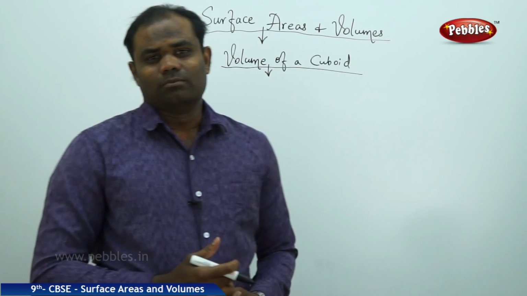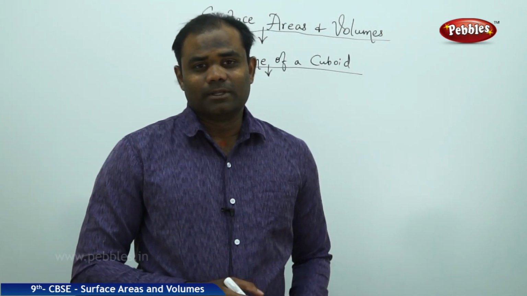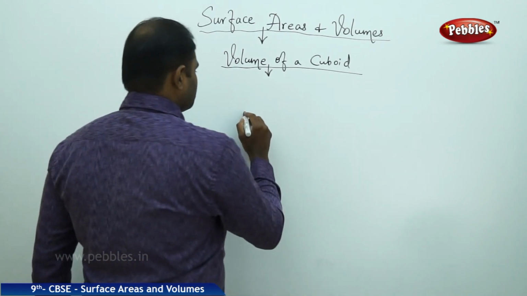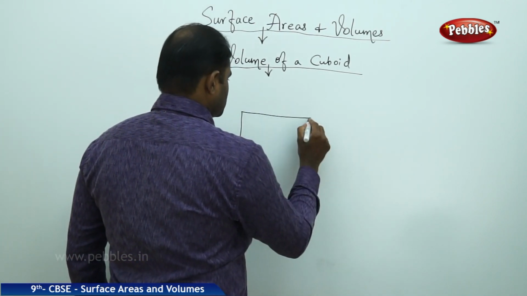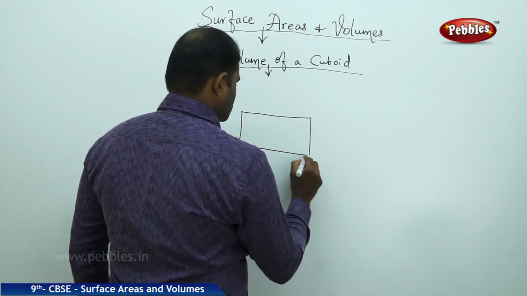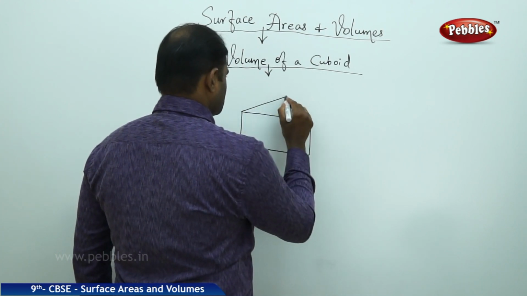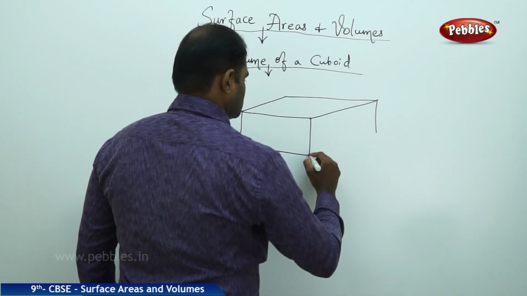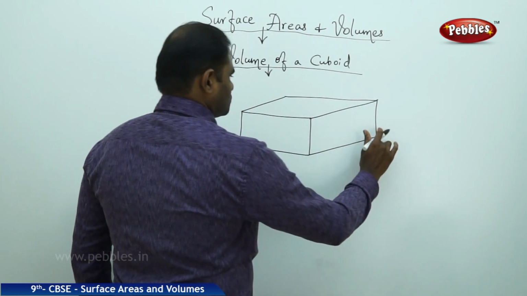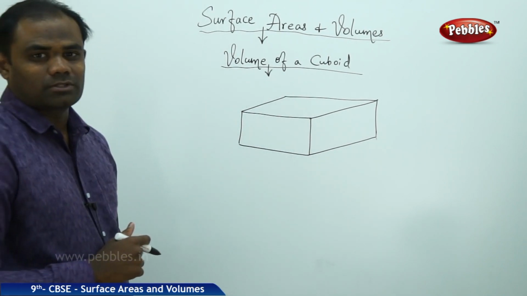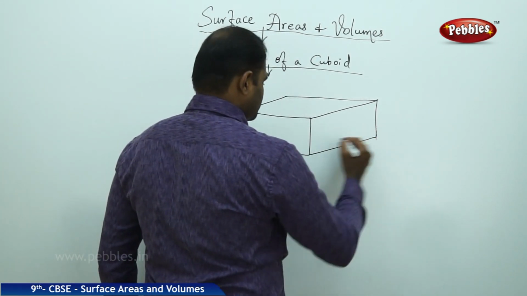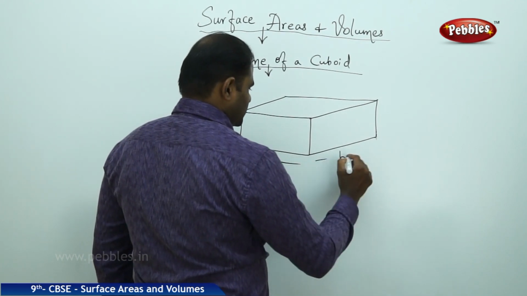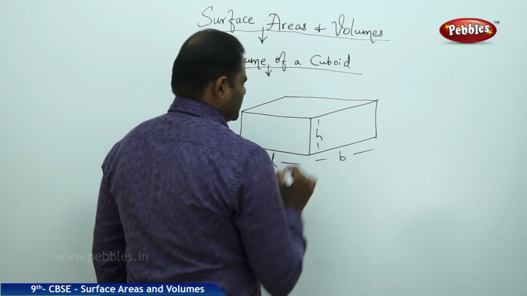What is the volume of a cuboid? Let's see the formula derived for a cuboid and its volume. I have a cuboid which looks like the shape of a rectangular box. Now this is a rectangular box which is in the shape of a cuboid. We have its length, its width, and its height.